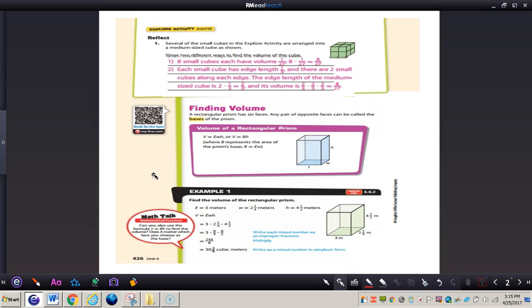Now for the volume of a rectangular prism, there are a couple of different formulas. Volume equals length times width times height, or volume equals base times height. In other words, B represents the area of the prism's base, the length times the width. Sometimes you'll already be given the area, so length and width have already been multiplied together. That eliminates a step for you, and then you just multiply that by the height. So let's take a look at a couple of problems on this.